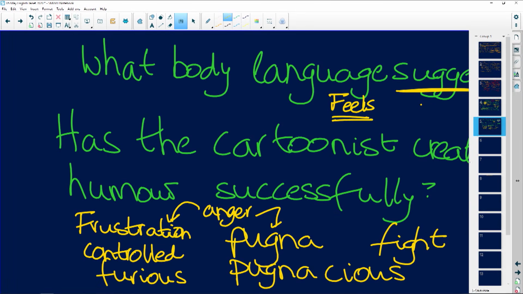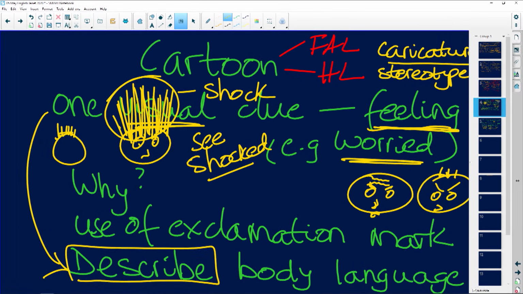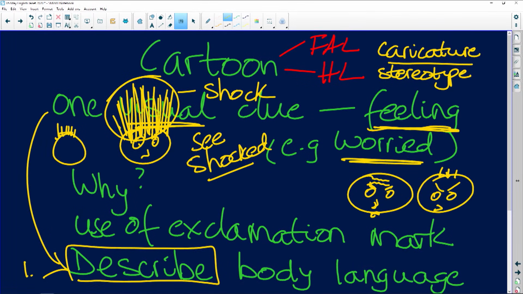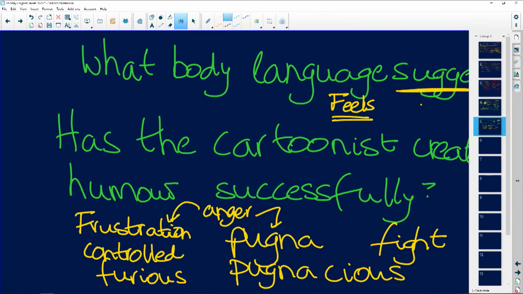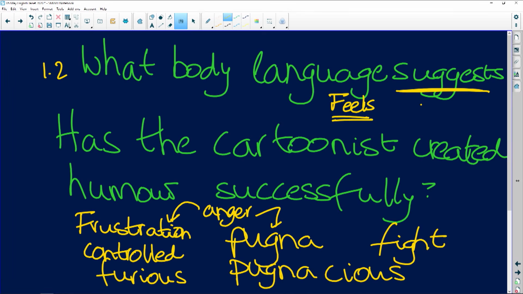In this particular cartoon, the character sits back at the end of the cartoon, leans back, arms behind his head. What does it suggest? Self-satisfied. I got this. Okay. So the kinds of questions that you get is describe the body language would be, let's say, 1.1. And then the next question coming immediately afterwards would be 1.2. What does it suggest?